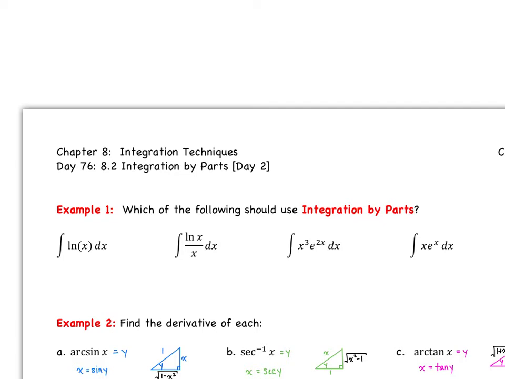So I'm going to give you about 30 seconds in this example one, and I want you to determine which of the following should use integration by parts and which ones don't need integration by parts. So take a look at these four right here and circle the ones where you would need integration by parts.